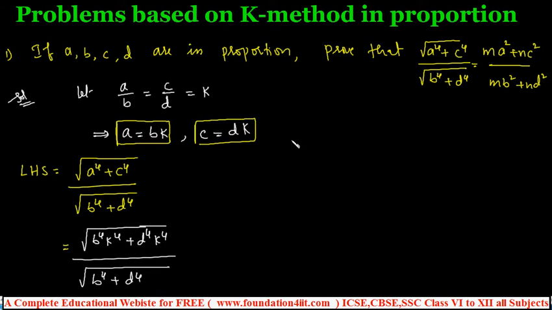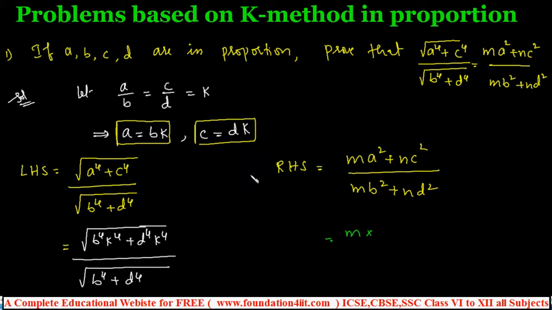Now similarly we'll take RHS. RHS is the right hand side, that is m a square plus n c square by m b square plus n d square. Same way you can apply. In the place of a and c, just substitute bk and dk. So m a square, a is b into k. So a square is b square k square, plus n c square, c is dk. So that is d square k square, by m b square plus n d square as it is.